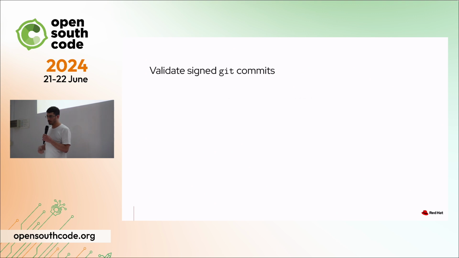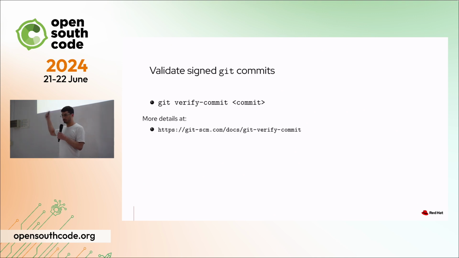Now, we have the commits, so we now need to validate those. To do this, we can also leverage the Git command itself. We can do git verify-commit and then the commit ID, and it will verify the commit signature. As usual, there is the link to the documentation.